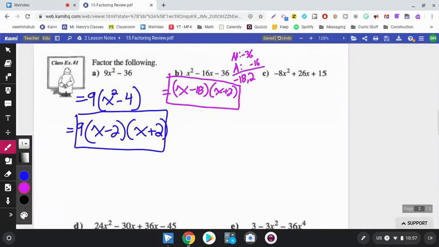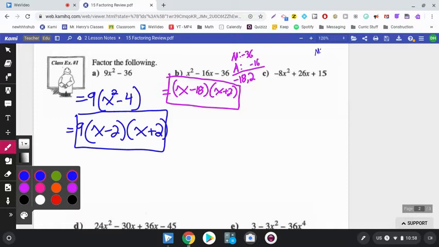Okay, let's go to C, negative 8x squared plus 26x plus 15. This is a bit of a doozy, but ultimately I'll be able to handle it. So I have negative 8x squared, 26. There's no common factor. I always look for my common factor. I don't have one. That's okay. I'm going to have to do decomp.